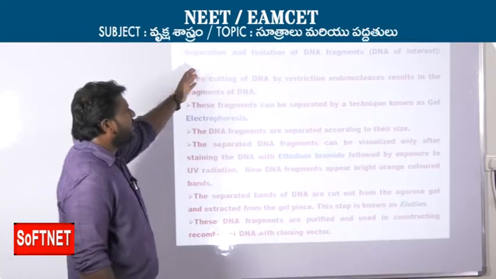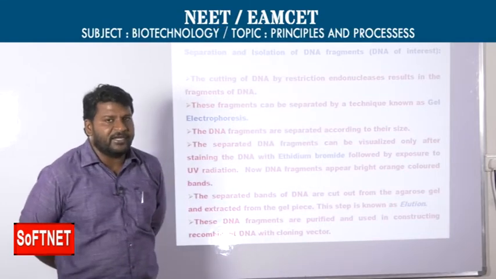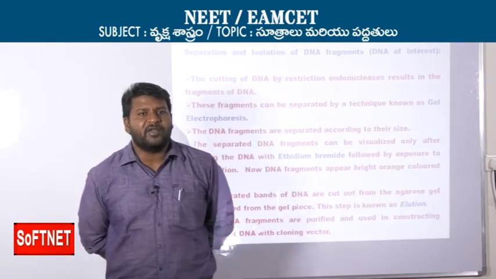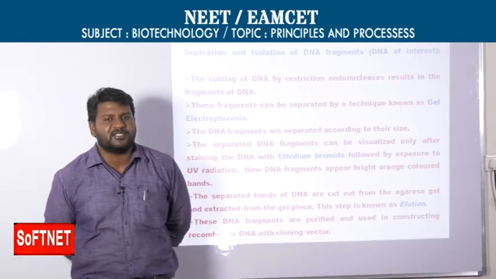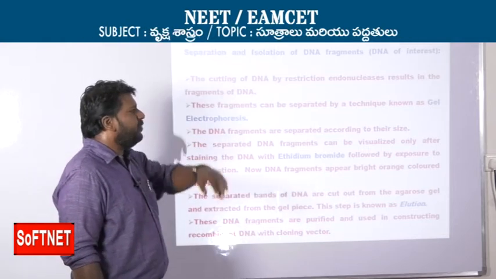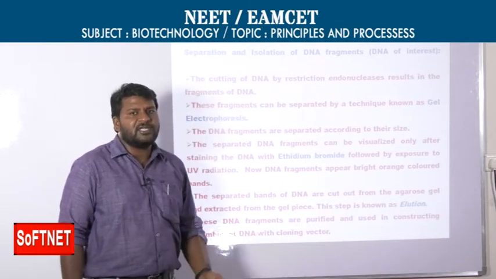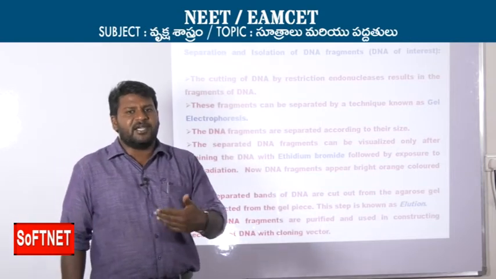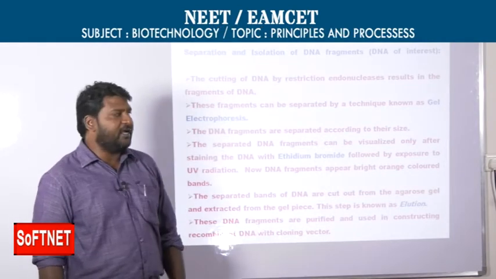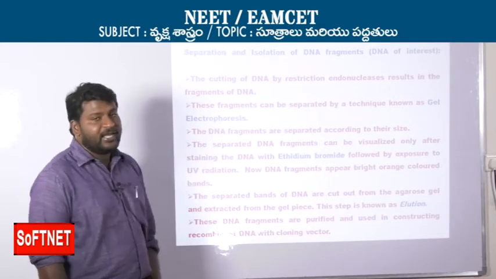Now, separation and isolation of the DNA fragment, what we call the DNA of interest. We are concerned with a specific place on the DNA where the genes are present, so we need to separate that DNA fragment. The cutting of DNA by restriction endonucleases results in fragments of DNA. We use this particular enzyme, a restriction endonuclease from the group of nucleases, to cut the desired DNA. These fragments can be separated by a technique called gel electrophoresis.